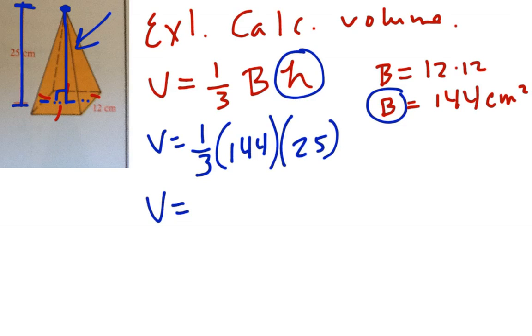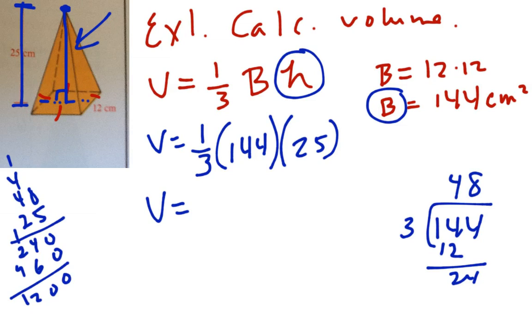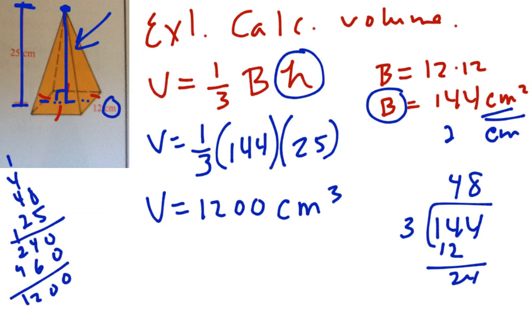Now I can calculate. This is a good time to use a calculator. I think 144 is divisible by 3, and then you can do the multiplication. So when I did that, I got 1,200, and my units are centimeters, so that's going to be centimeters cubed. Volume is always cubed because I had centimeters squared for my base area, and I multiplied by centimeters again, by 25. And that's 3 times that I multiplied centimeters, so that's centimeters cubed.